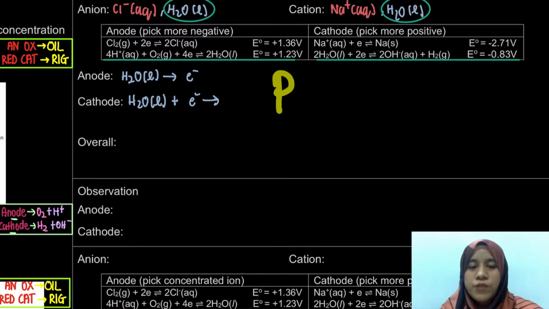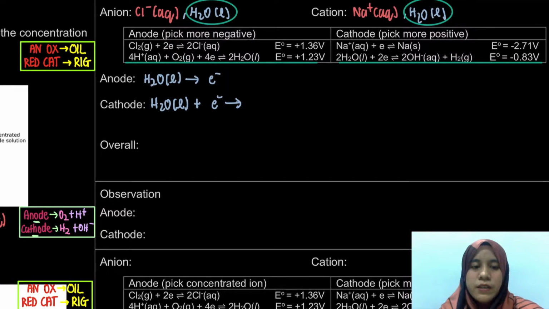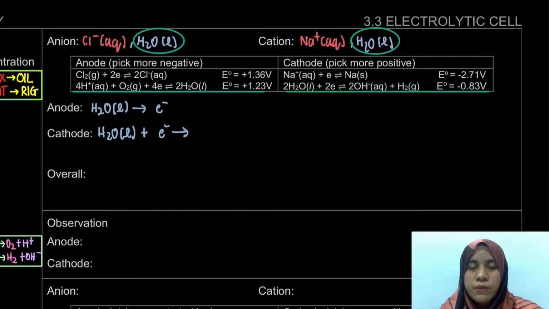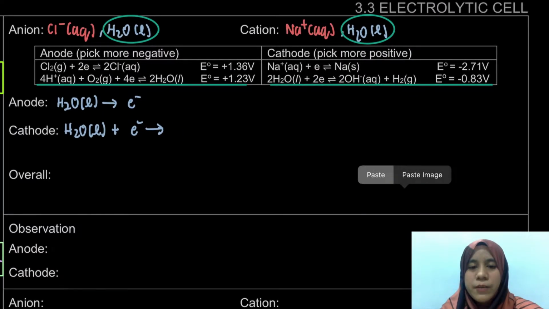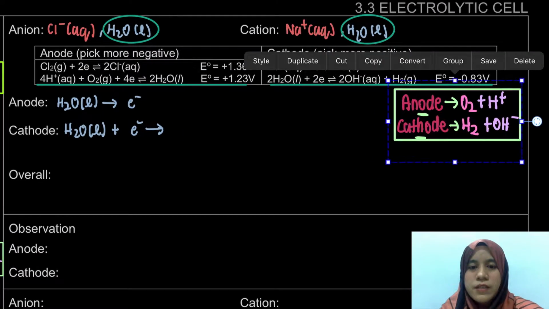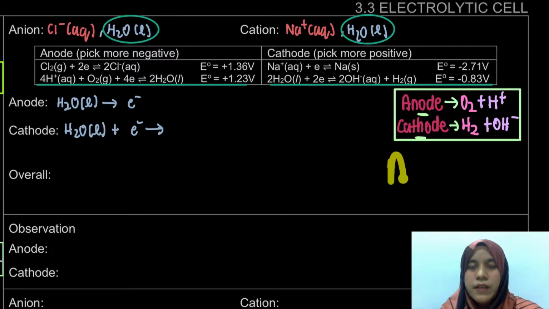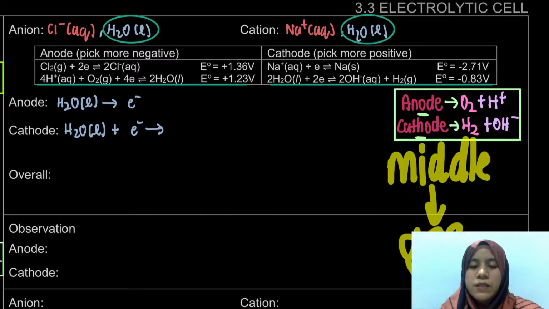Remember that for the product itself, what we have learned, the tip to remember the product for the gas and the aqueous is, first for the gas, check the middle of the letter. The middle of the letter is the hint for your gas.